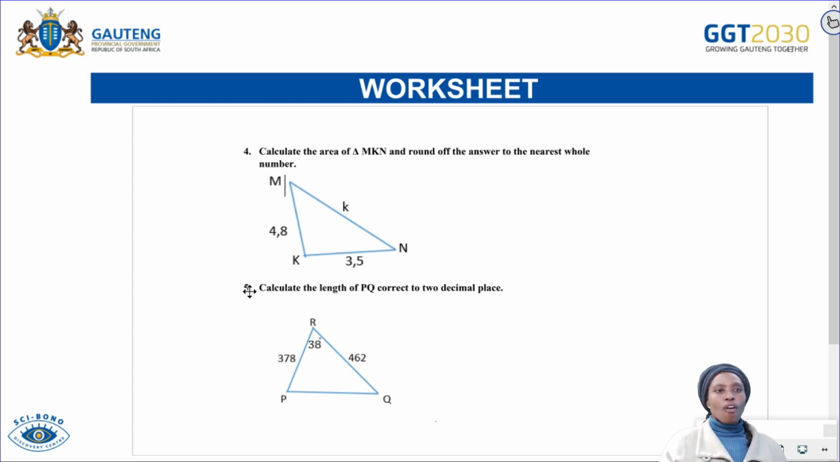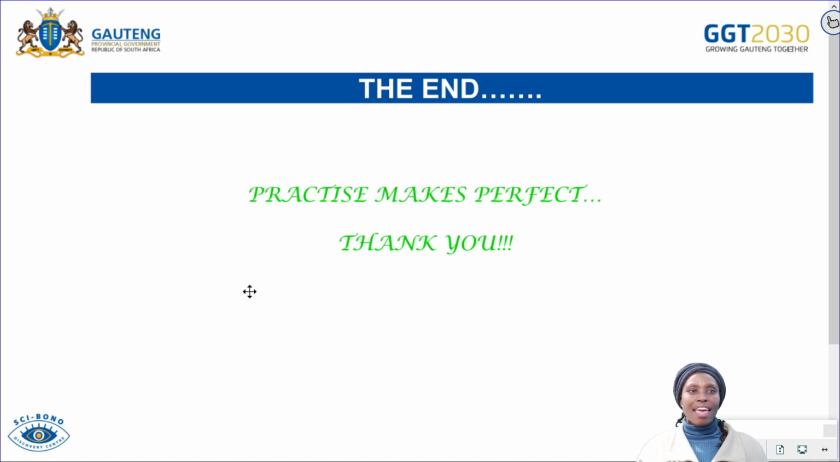Remember, I say to the nearest whole number. And for the other one, question 5, I want you to calculate the length of PQ, correct to 2 decimal places. Identify or think which rule to use when you are given that information. Is it going to be sine rule? Is it going to be a cosine rule, to find the side that you don't know over there?